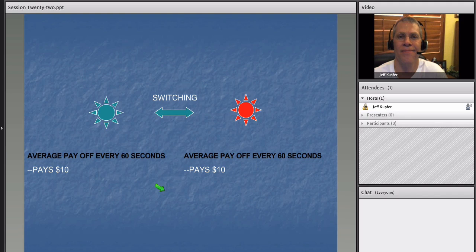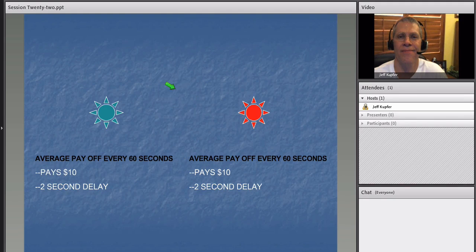Well, again, this is going to lead to switching. And why does it lead to switching? Not because we've added two-second delays, but because all things considered, the contingencies of reinforcement on the left key are equal to the contingencies of reinforcement on the right key, right? Even with adding a two-second delay, if you do it over here and you do it over here, you've still made the two conditions equal, and you would expect switching, which is exactly what happens.